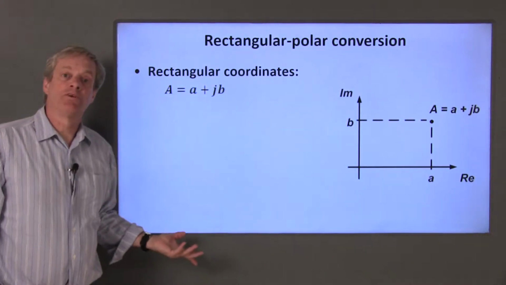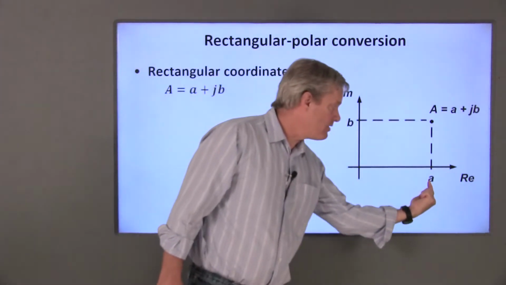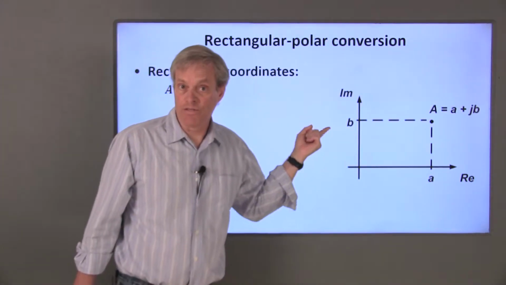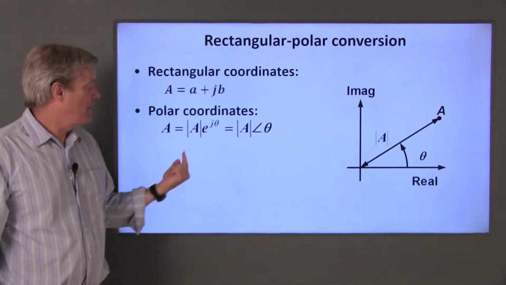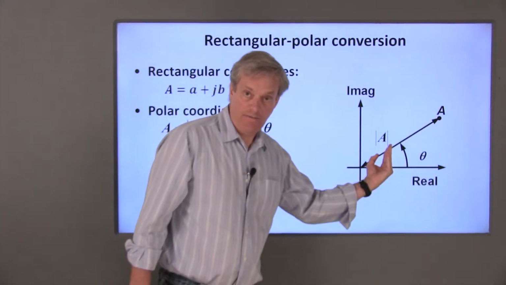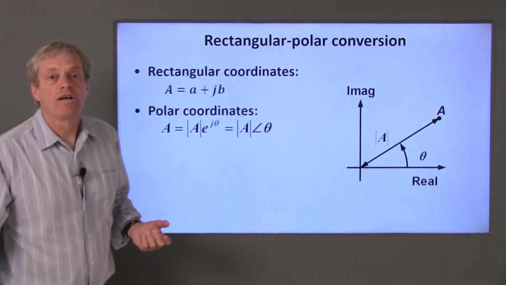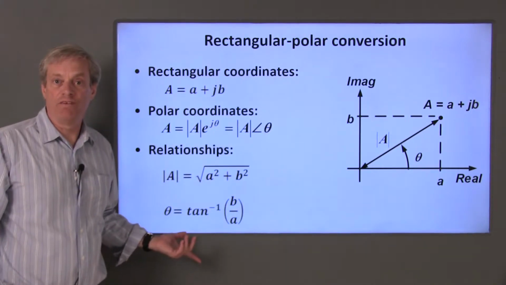A complex number in rectangular coordinates is in this form. It provides distances in the real and imaginary directions. The same number in polar form looks like this. It gives a magnitude and a phase angle, theta, from the positive x-axis. Conversion from rectangular to polar coordinates is the same as in previous videos.